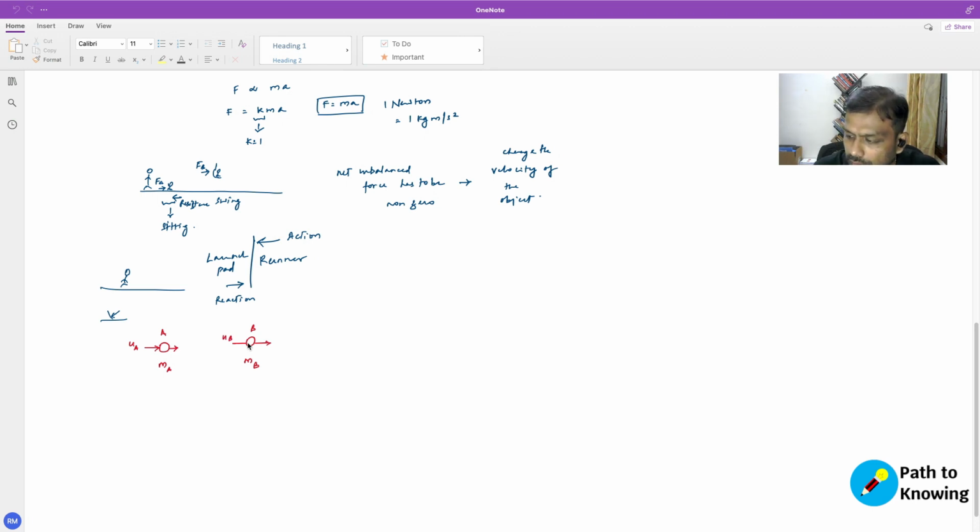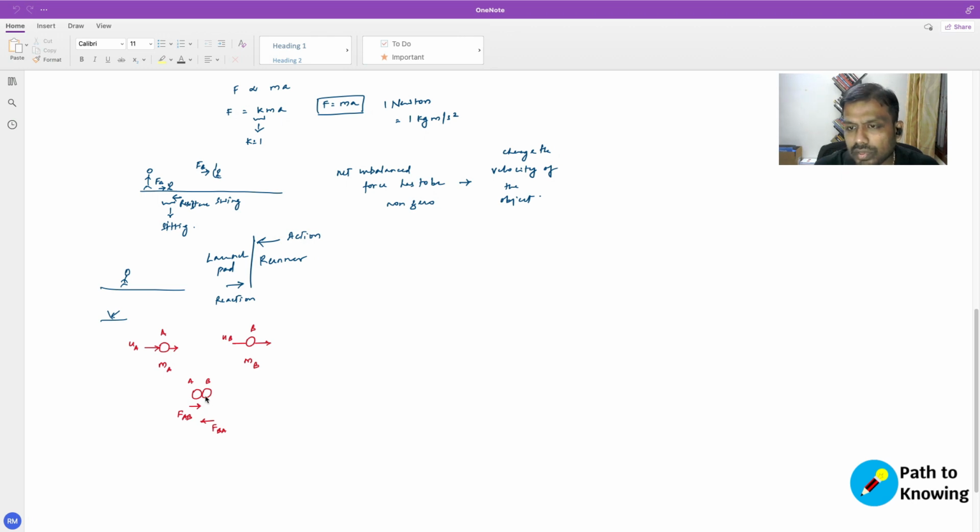When this object and this object touch one another, when A and B touch one another, what will happen? If you apply Newton's third law, object A is going to apply a certain force. Let's call it force AB, FAB, which means that it will be responded to by object B in the opposite direction. This will be the reaction, and let's call it FBA, right? So this is the action, this is the reaction when they touch each other.